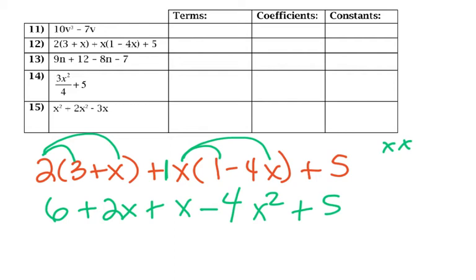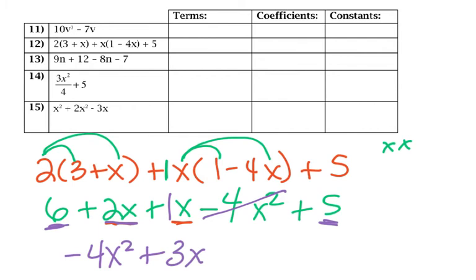Now look at this. Do you see like terms anywhere? I see these two are like terms. I also see that these two are like terms. So I'm going to rewrite that. So I'm going to write the negative 4x squared. And so that takes care of that. Don't forget the negative on it. Then I've got 2x plus 1x is 3x. And then 6 plus 5 is 11.